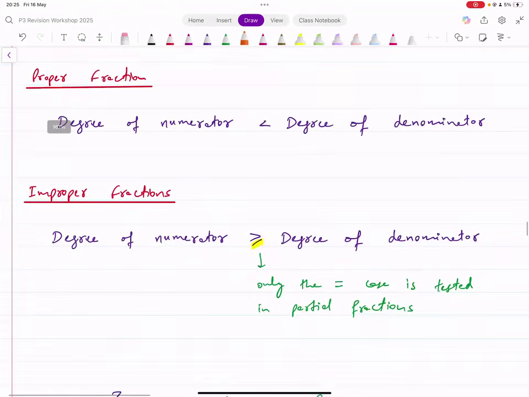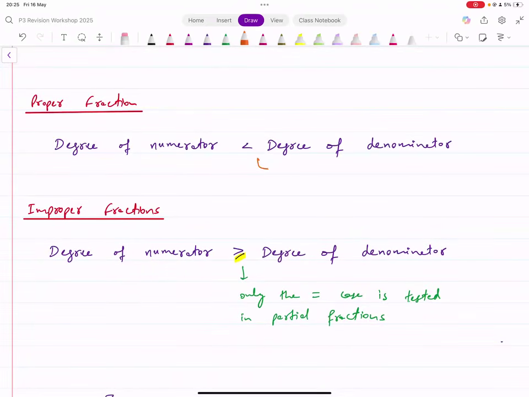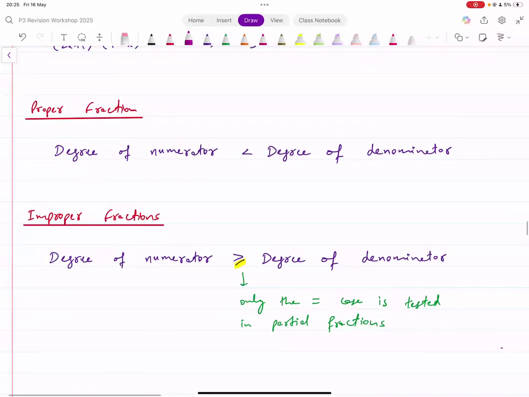Now, a proper fraction is one in which the degree of the numerator is less than the degree of the denominator. All the examples that I showed you earlier were proper fractions because in them, the degree of the numerator was less than the degree of the denominator. Sometimes you can have improper fractions as well. Improper fractions are fractions in which the degree of the numerator is greater than or equal to the degree of the denominator.